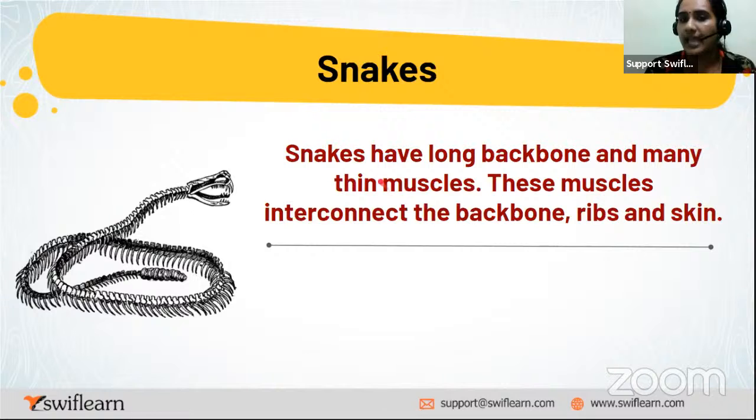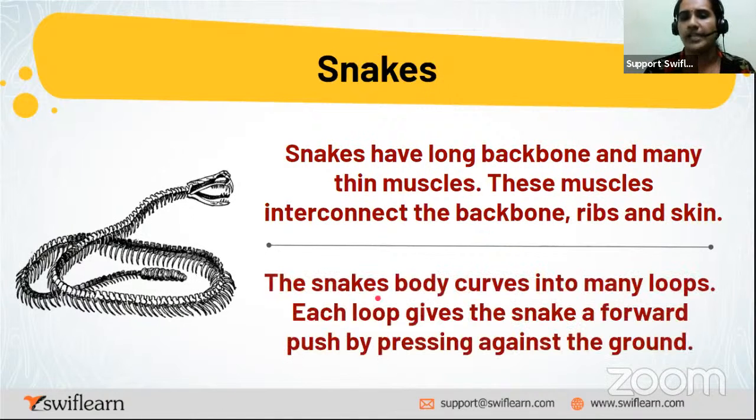So, the snake has a long backbone, I told you, not like the human backbone. Yes, it has a long backbone and many thin muscles. These muscles interconnect the backbone, ribs and skin. So muscles will be interconnecting the backbone, ribs and skin. Understood? Yes, so that's about the snake.